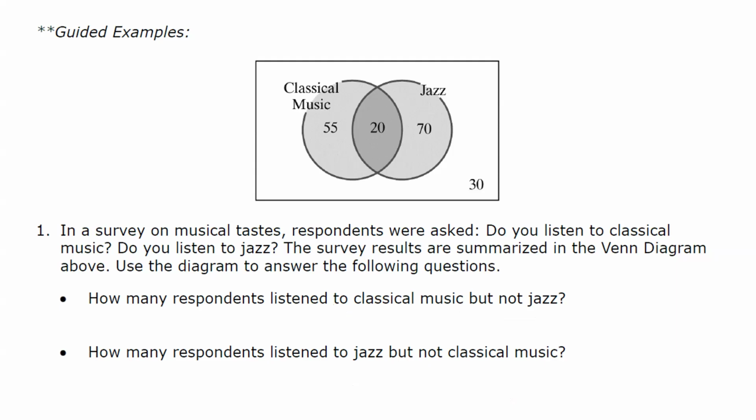How many respondents listen to classical music but not jazz? Okay, classical music but not jazz, because we know there's a part of the classical music subset of people who also listen to jazz. So we just want those that listened only to classical music, and that would be 55. How many respondents listen to jazz but not classical music? Okay, so this is the reverse. So we want only the people who listen to jazz and jazz alone, and that would be 70.